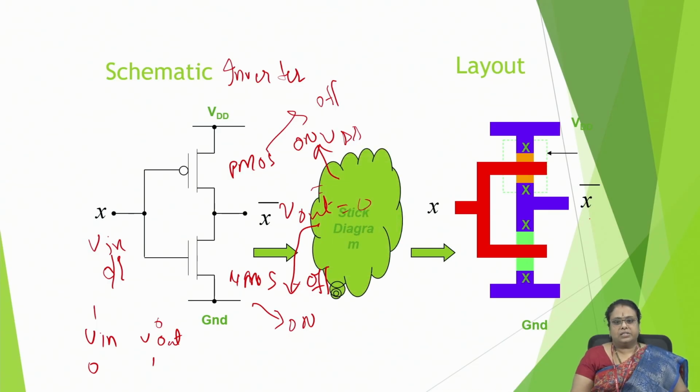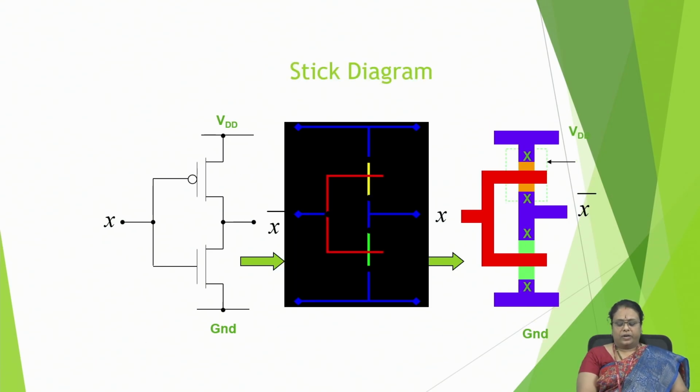In between comes our stick diagram. Before we go into the layout, the stick diagram comes into the picture. So this is our stick diagram. What are we doing here? This is our schematic. This is our layout. And these are our sticks. This is VDD. This is VSS, that is ground.